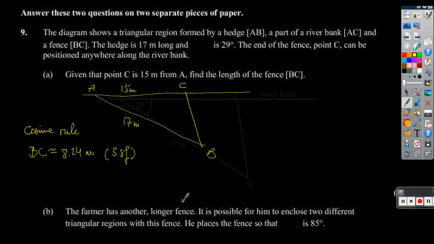In part B, it says that this angle is supposed to be 85 degrees. Now clearly it's not 85 in this position. There's another position where the fence could be here, and so this is almost 85 degrees.